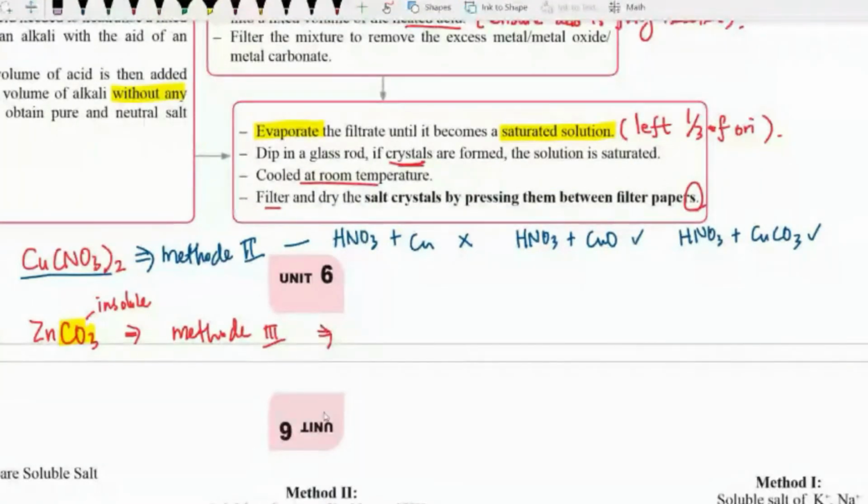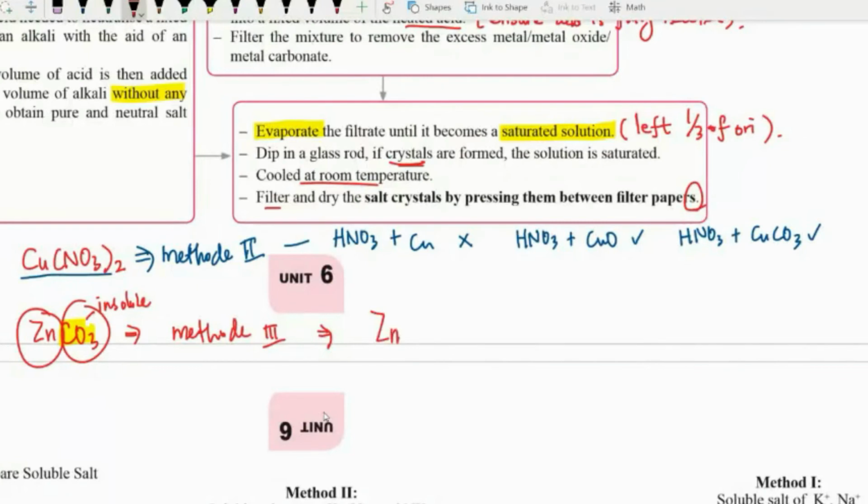Okay, so it's method 3. So we have to use 2 solutions. If it is zinc carbonate, recall back: what are the 2 solutions we can use? One contains the zinc, one contains the carbonate. So any idea, class?